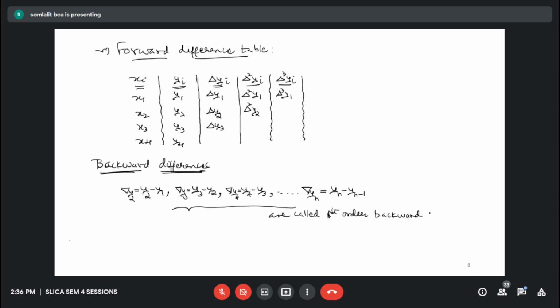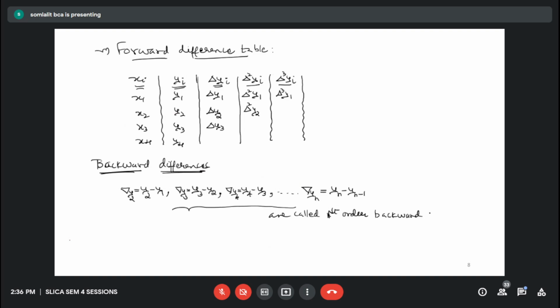So how do we write it? Nabla y3 minus nabla y2. What was there, the same we have to do. But here, where will it start? How do you write it symbolically? Symbolically, nabla square. From where will this start? It will start from y3.